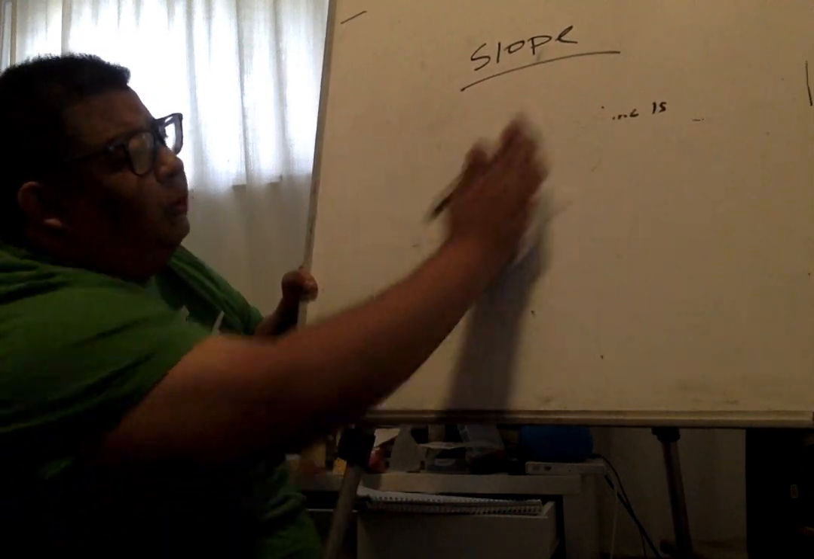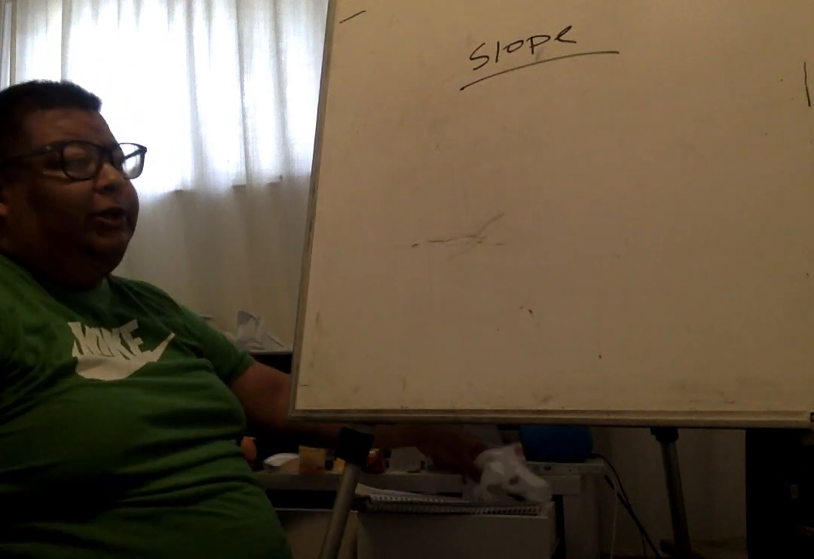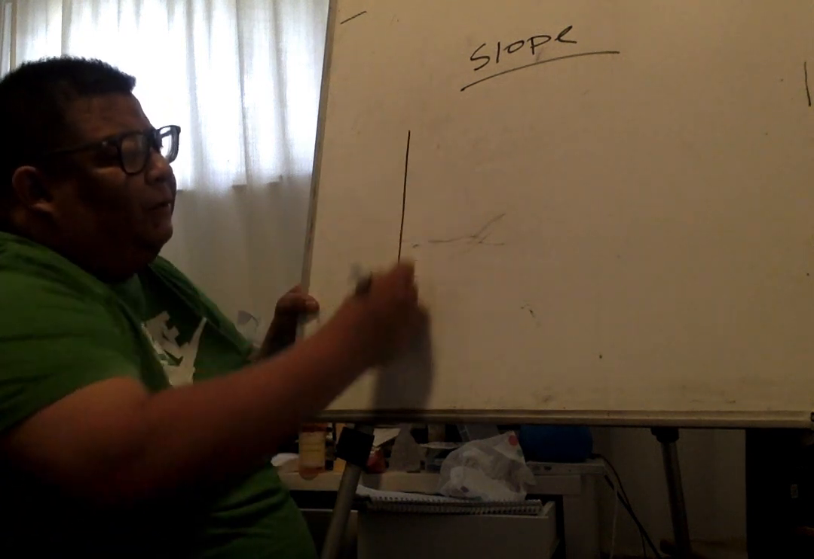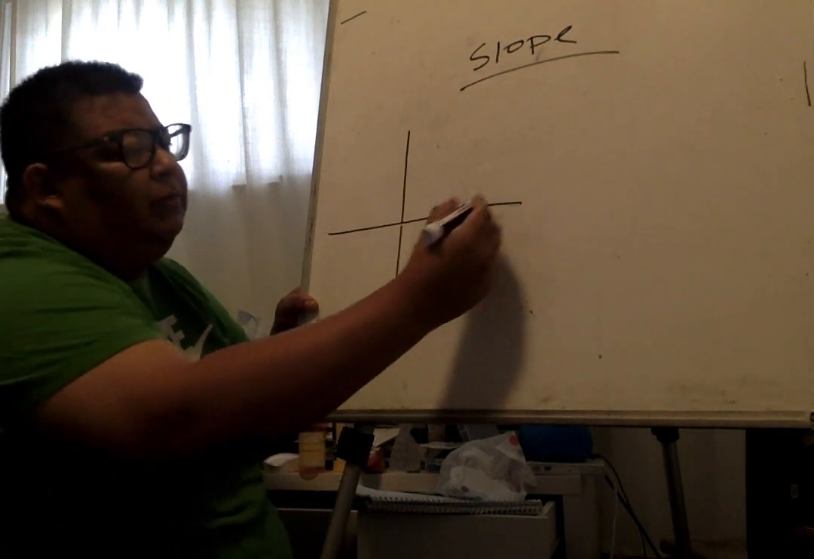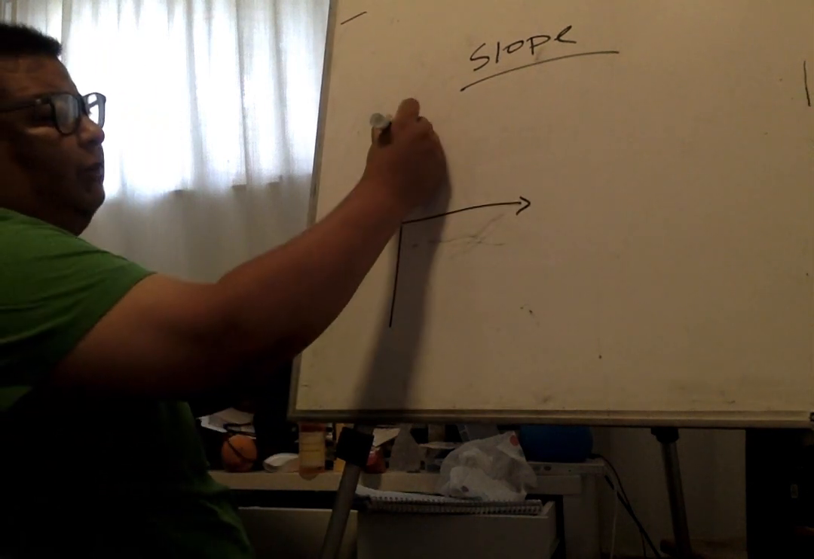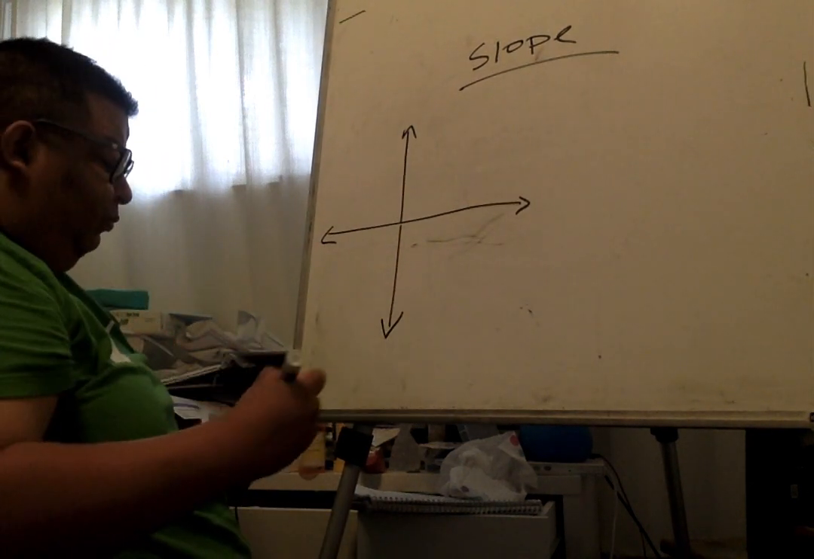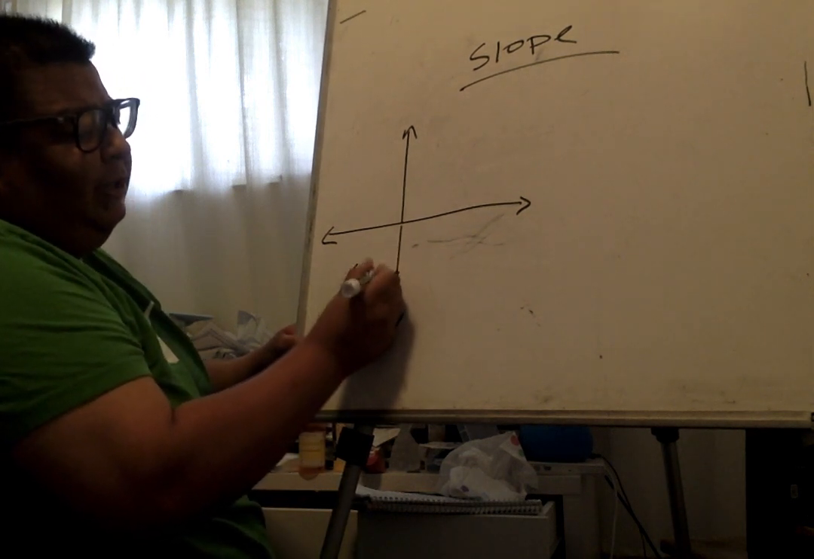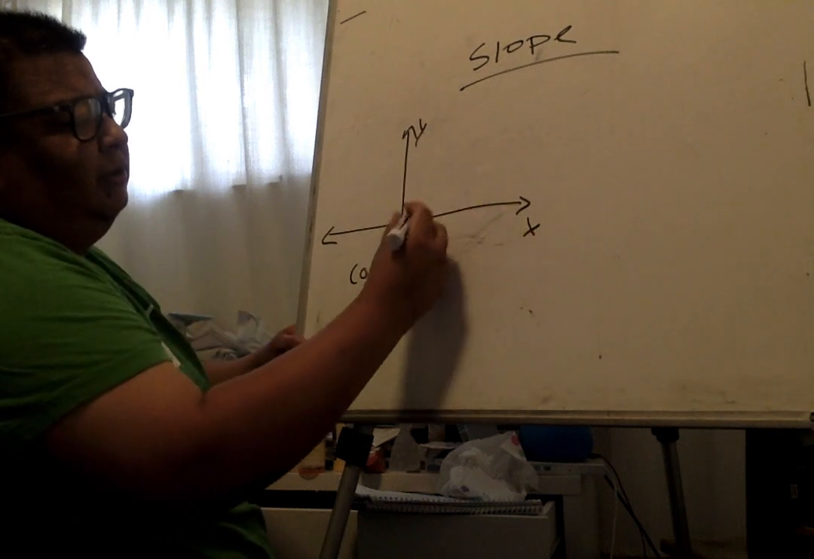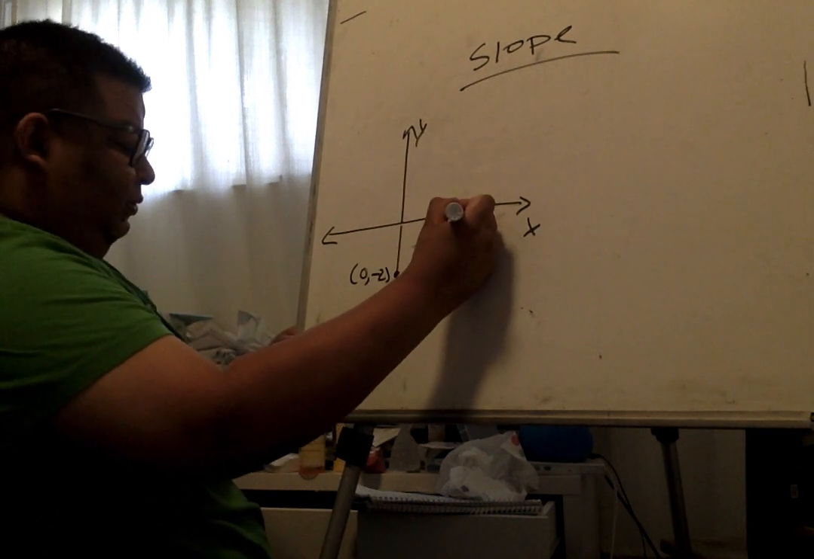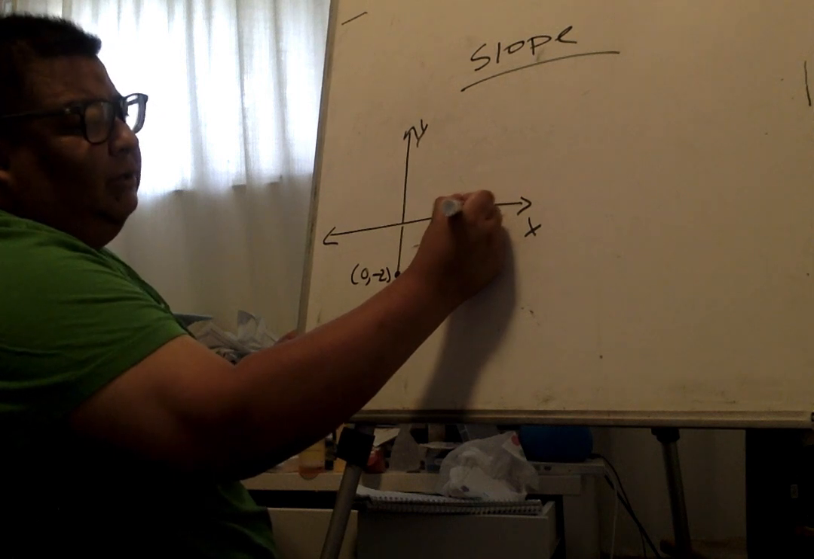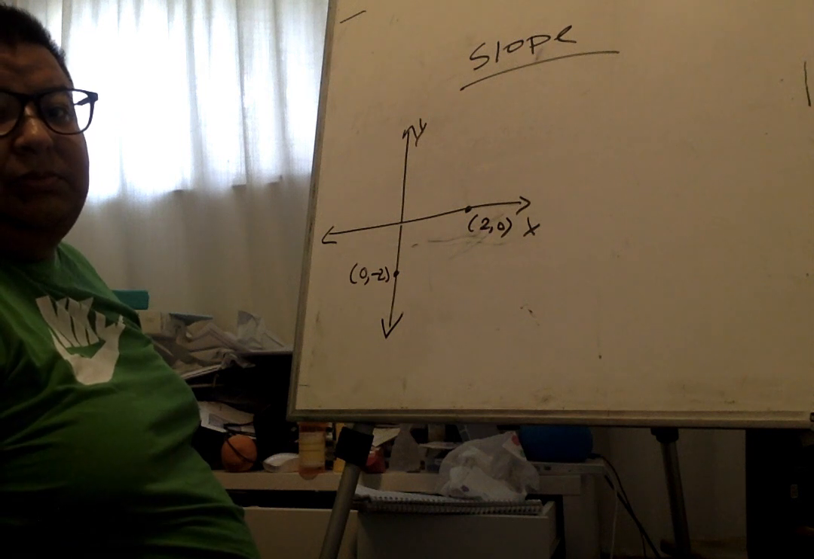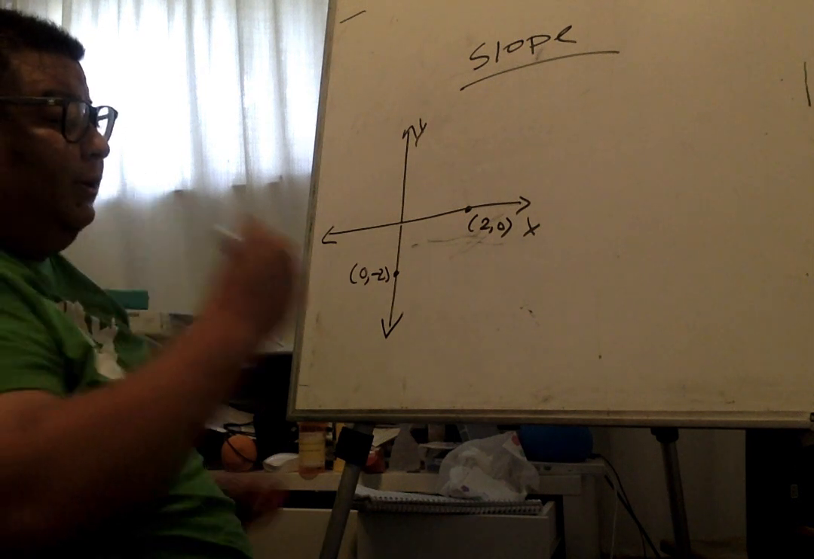The way we're gonna solve these problems is numerically and graphically, so you can learn how to find the slopes both ways. Let's say here is (0, -2). You have y here, your x here. You have (0, -2), and you have here (2, 0). Okay, so let's trace a line.